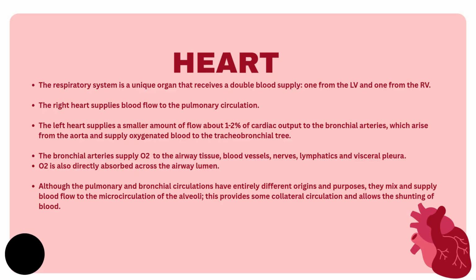Although the pulmonary and bronchial circulation have entirely different origins, they mix and supply blood flow to the microcirculation of the alveoli. This provides some collateral circulation and allows the shunting of the blood.